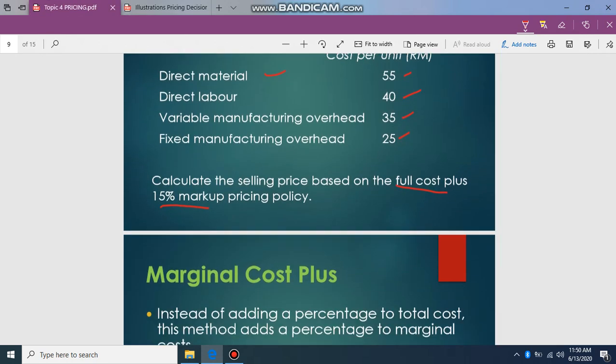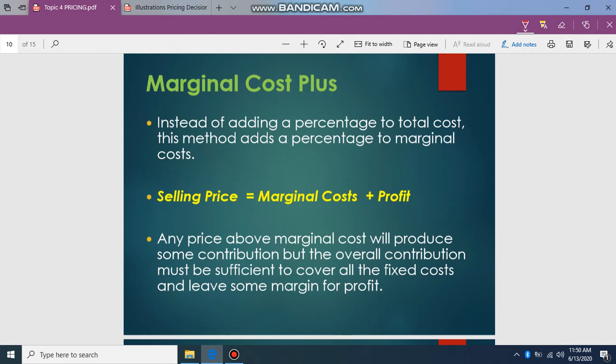Then we move to the next method, marginal cost plus. Instead of adding the percentage to the total cost as in full cost plus markup, another method is marginal cost. We just take into consideration the marginal cost, not the total cost. So what is marginal cost? Marginal cost is variable cost. So the selling price is based on marginal cost, not total cost, plus the profit.